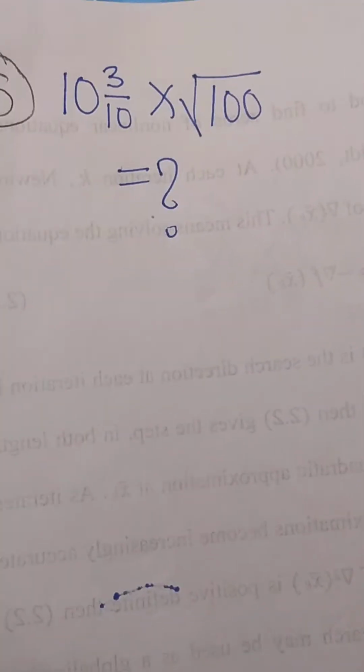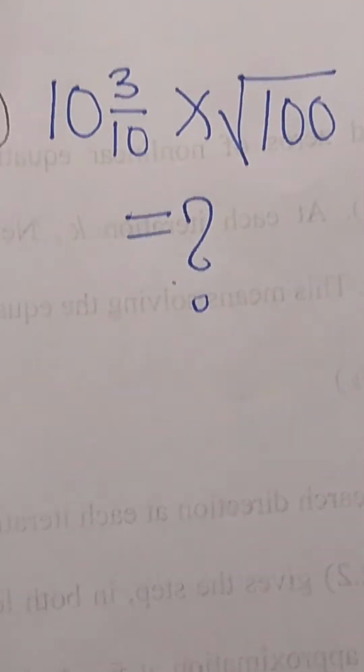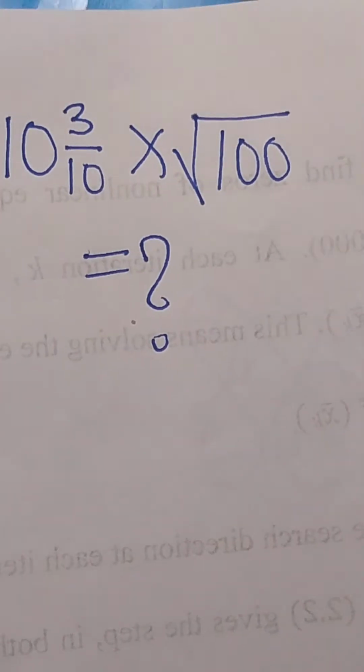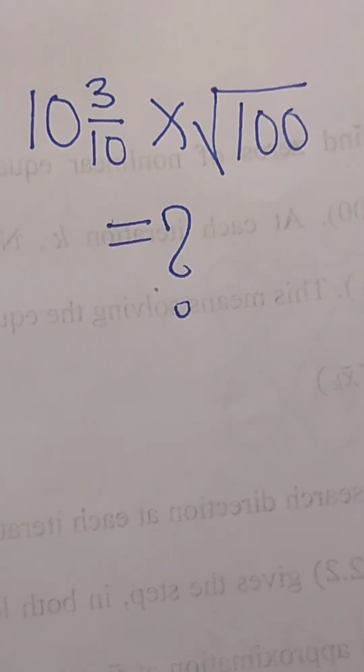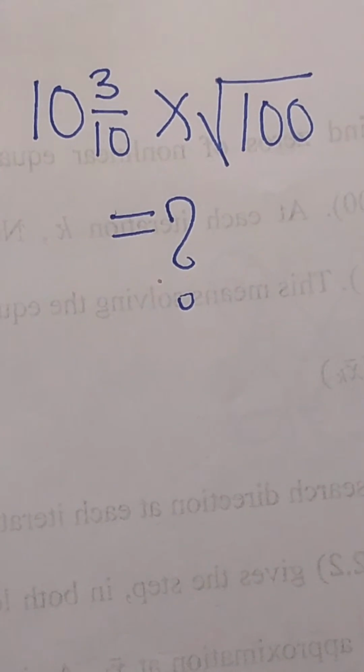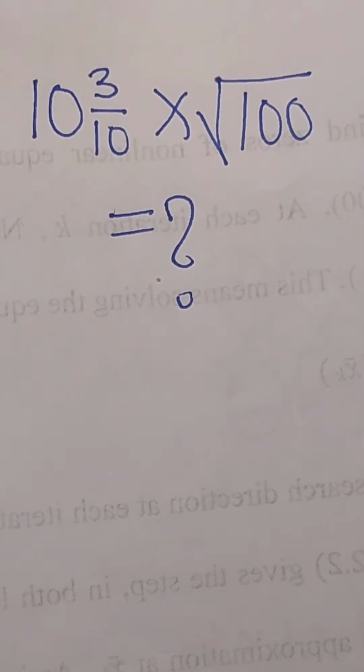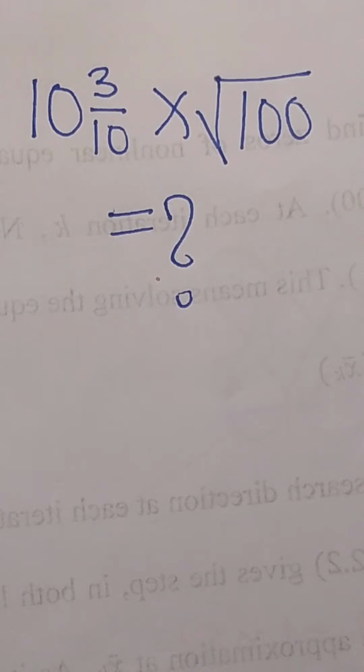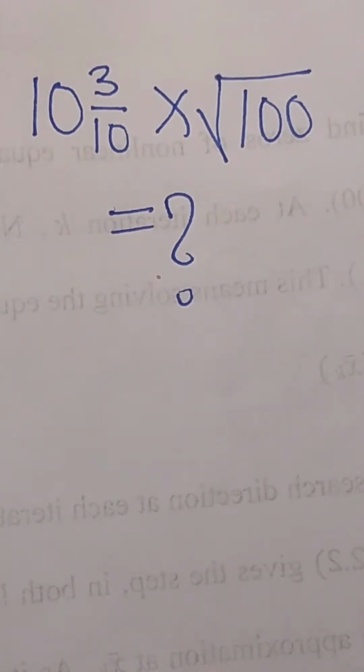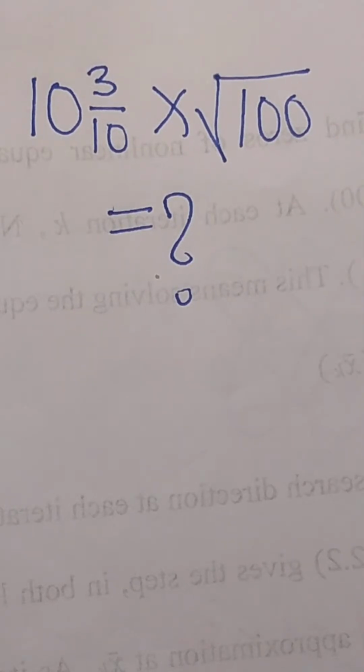Let me zoom so that you see it. Let's forget the number. Let's get the question. 10 whole number, 3 over 10 times square root of 100. This is fraction. All right, this is from fraction. So solve it. Let's see your answer. Please feel free to solve it.